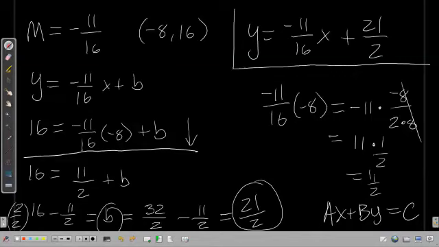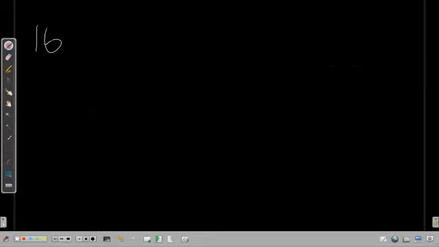I need to solve it for b, so I subtract that number to the other side. It's 16 minus 11 over 2. This is what b is. But I can't make sense of it. It's like saying 5 apples minus 3 oranges. I don't know what that means. But if they were both apples, I could do it. I would know exactly what it means.